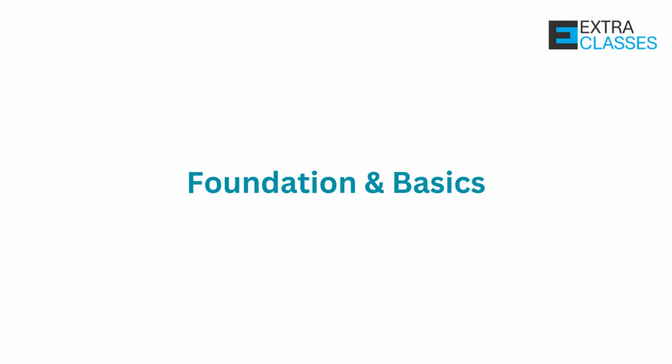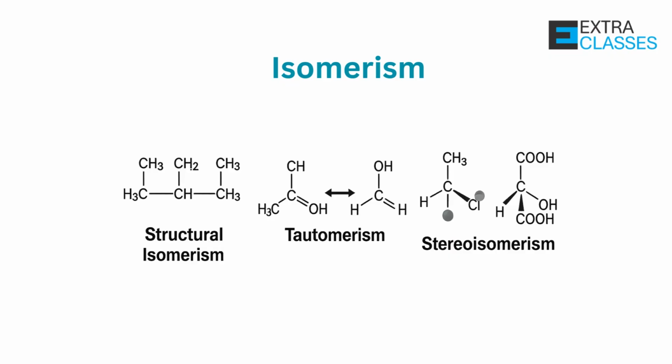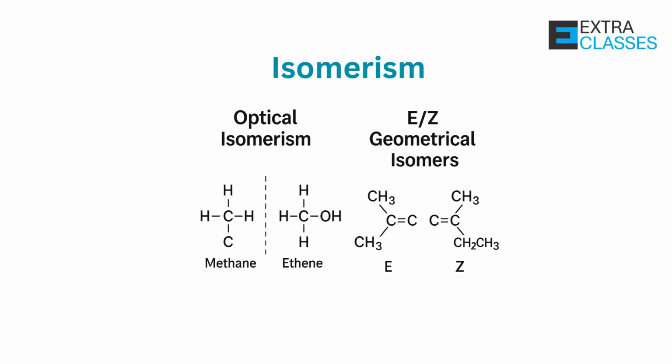So let's get started. First, start with the basics. Without strong fundamentals, memorizing reactions will never help. Focus on the following. IUPAC nomenclature. Be confident in naming alkanes, alkenes, alkynes, haloalkanes, aldehydes, ketones, acids, and amines. Many NEET questions test simple naming. Isomerism. Structural isomerism, tautomerism, and stereoisomerism. Pay special attention to optical isomerism and E-Z geometrical isomers.